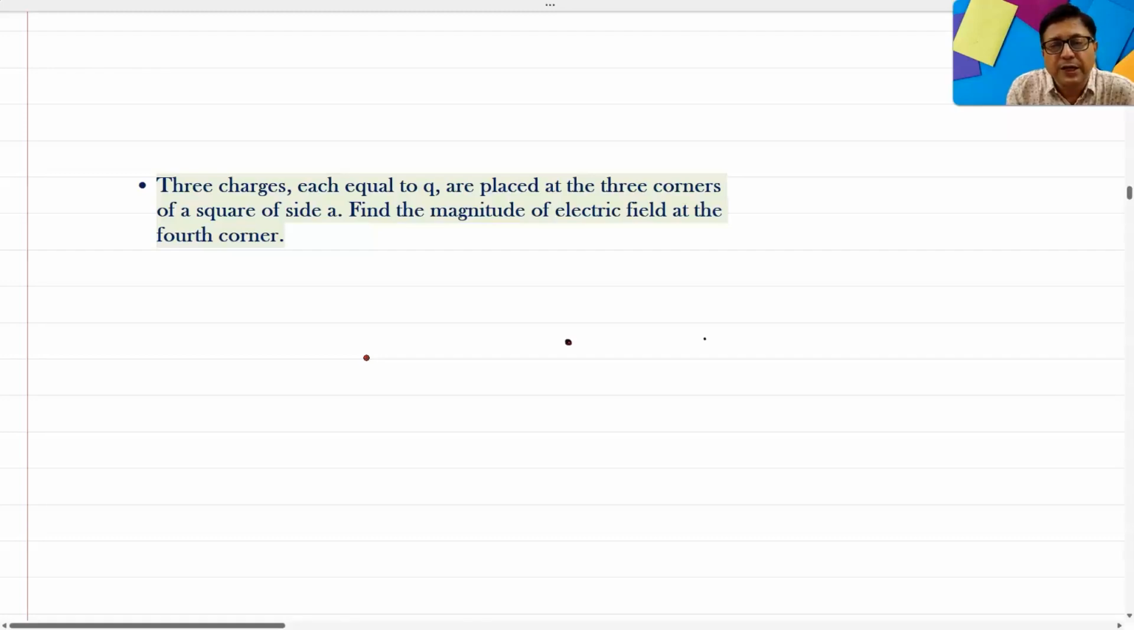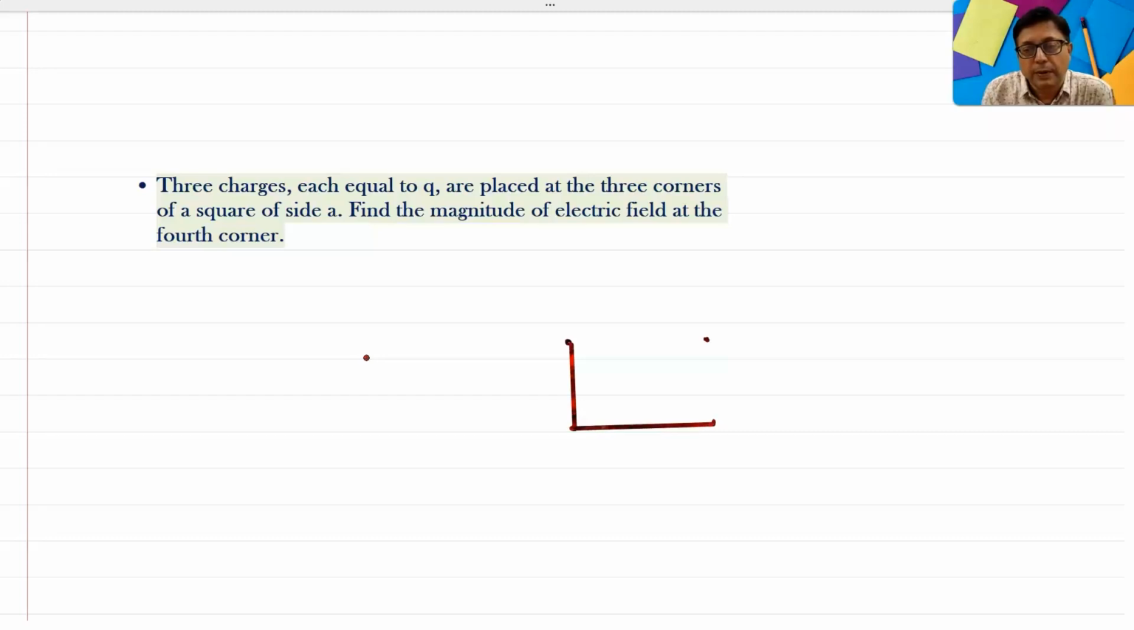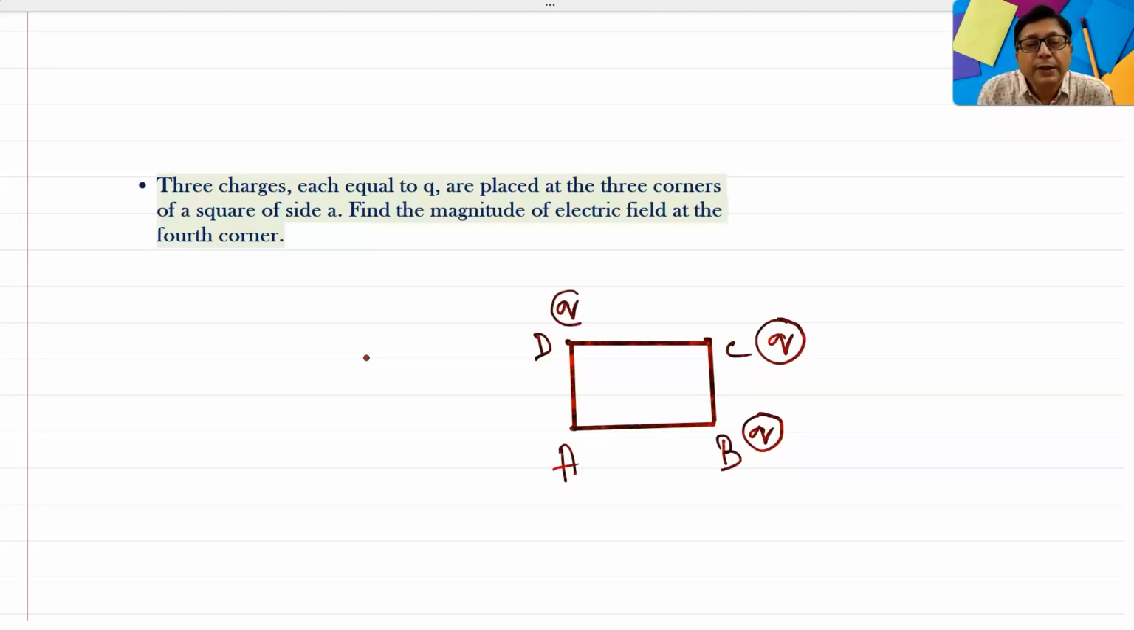This one is an interesting problem where three charges each equal to q are placed at three corners of a square of side A. Here the problem is to find the magnitude of electric field at the fourth corner. So this is the square, with the vertices A, B, C, D. You have kept 3 point charges at the points B, C and D, and you want to find the electric field at the point A.